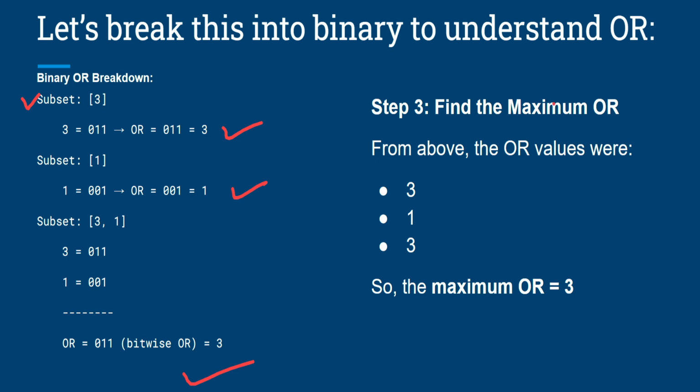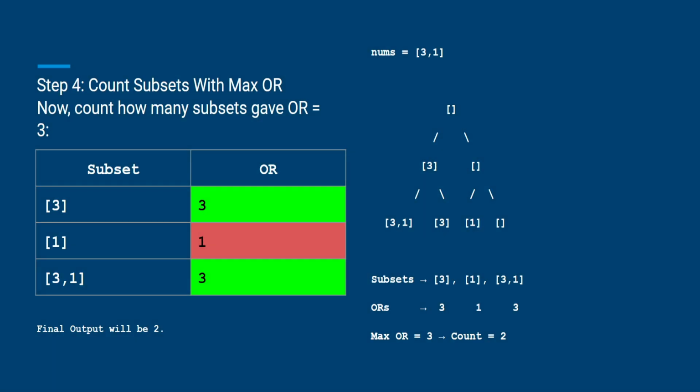Okay, next step is to find the maximum OR. So from the above OR values, we have seen 3, 1, and 3 is coming, right? Here and here I'm talking. So the maximum OR is 3. So in the next step, we will count the subsets with the max OR, and count how many subsets gave the 3. So these two are giving 3, and so the output is 2.